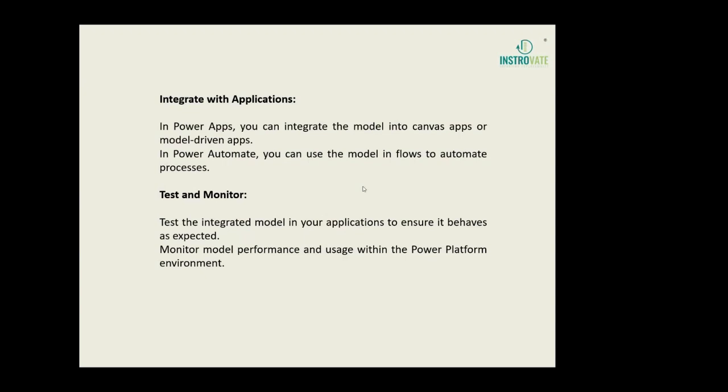Integrate with applications. In Power Apps, you can integrate the model into a canvas app or model-driven app. In Power Automate, you can use the model in flows to automate the process. Here we are using AI Builder in a canvas application and a model-driven application. Also, we can use the same model for automated flows in Power Automate. Test and monitor: you can test the integrated model in your application, which ensures it behaves as expected. You can monitor model performance and usage within the Power Platform environment.